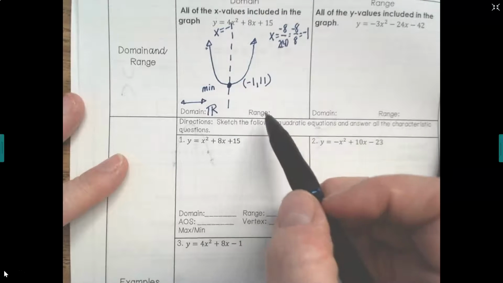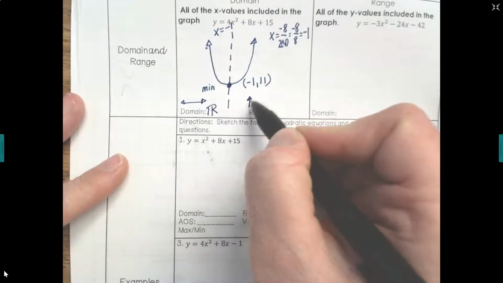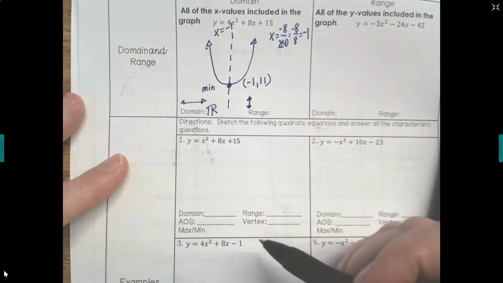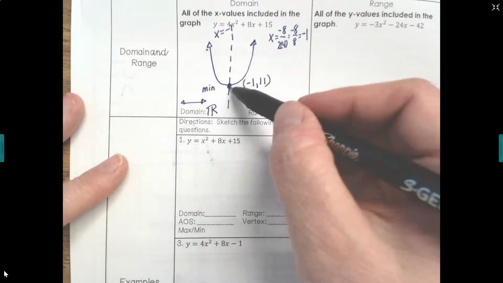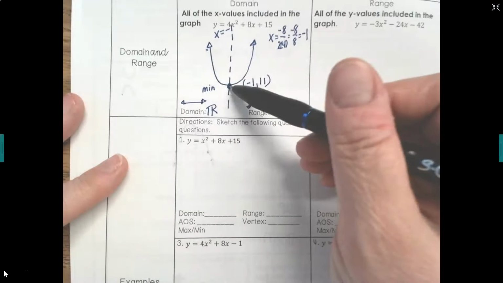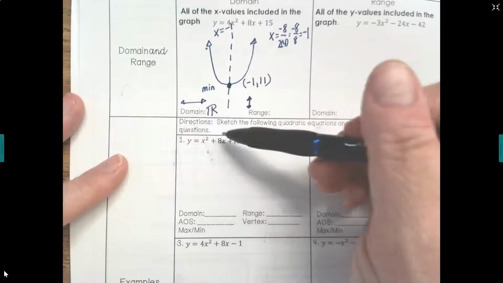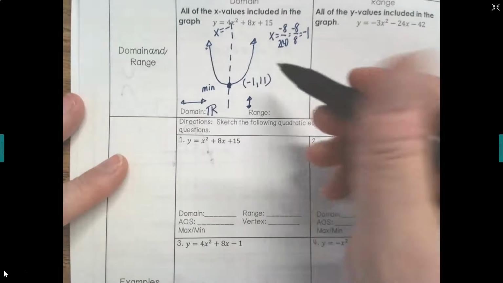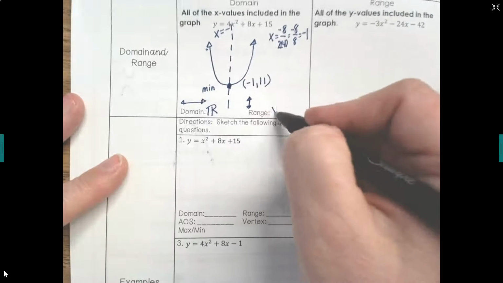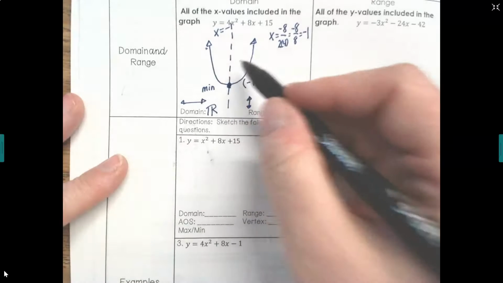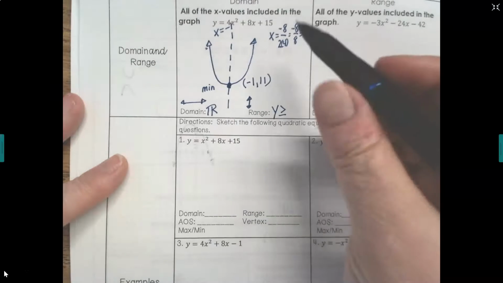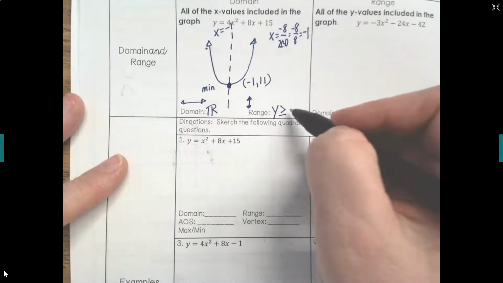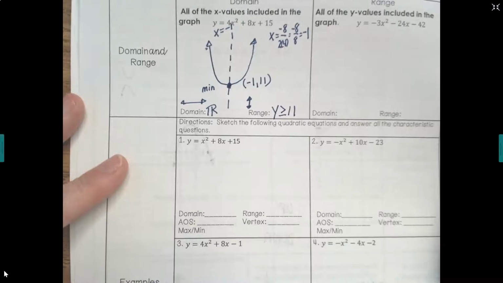The range is all your y values. It's your up and down. So the range is always going to be in relation to the vertex because the whole graph is either above the vertex or below the vertex. So for this particular graph, all of my y values are above that vertex, so the y values are going to be greater than the y value of the vertex. So all y values are going to be greater than or equal to 11.